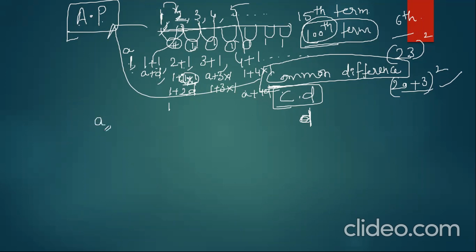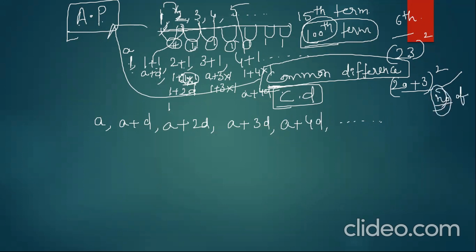So what is our general form of arithmetic progression? The general form of arithmetic progression is A, A plus D, A plus 2D, A plus 3D, and A plus 4D. If I go on writing like this, it goes up to the number of terms, right? That's why we take it as n.